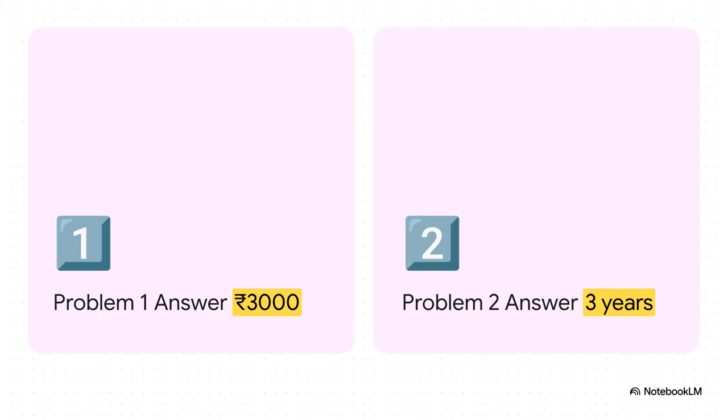And there we have it. The answer to the first problem is 3,000 rupees for the principal. And for the second one, it's 3 years. So, how'd you do? If you nailed them both, that's awesome. If you stumbled a bit, no worries at all. Just go back, review the formulas, and try again. Practice really is the key.